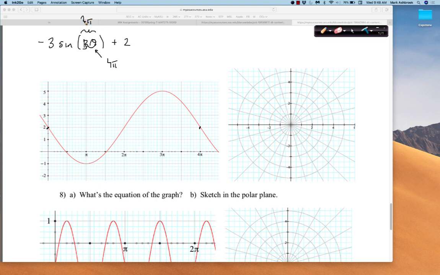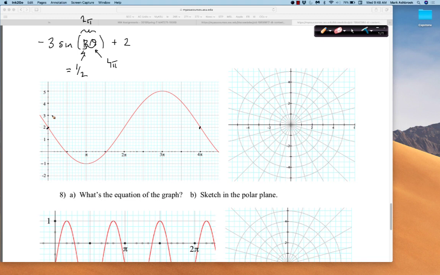Does that make sense? So we're going to get one full cycle. We know for sine that's 2 pi. But we get that when our value of theta is 4 pi. Therefore, b is going to be what? 1/2. So b is 1/2. So that's our equation, -3 sine 1/2 theta plus 2. But then to sketch the polar graph, we're really going to use this, right?